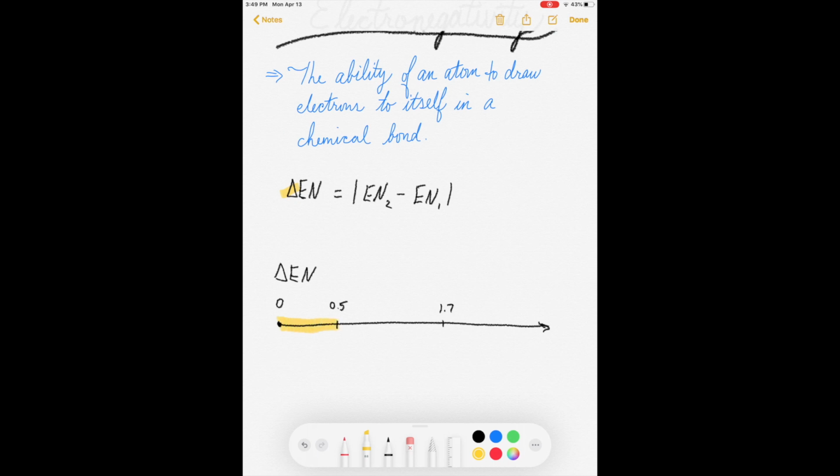But what this is telling me is that if the change in electronegativity exists between 0 to 0.5, then this is what we're going to call a nonpolar covalent bond. So what do we call this region? We call this blue region a polar covalent bond. And finally, we call the red region an ionic bond.